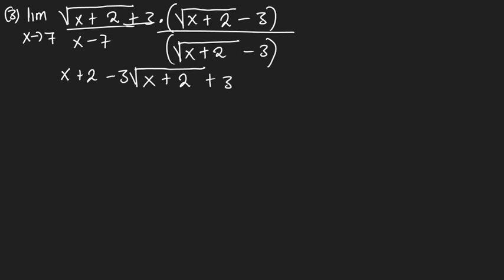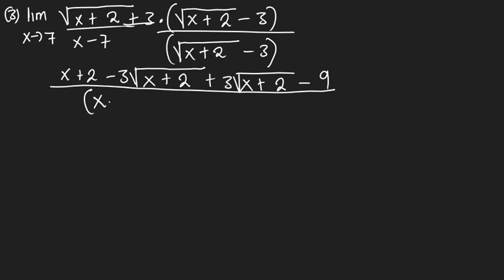It will be 3 root of x plus 2. And then this is going to give you a minus, because 3 multiplied by 3 is 9. Then all over, you're going to have x minus 7. And then you're going to have the root of x plus 2 minus 3. Notice that this and that are going to cancel.